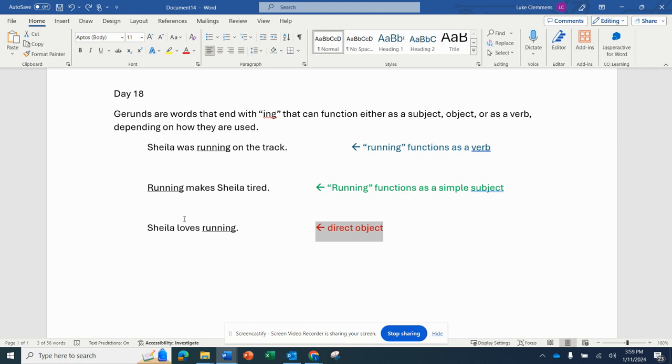The only one that is, is the top one. Sheila was running on the track. That's the only time where we are using it as the main verb. The other times it's a subject and then an object.